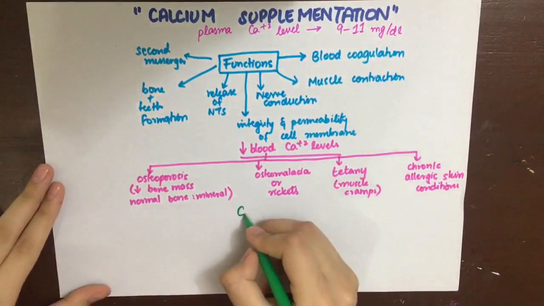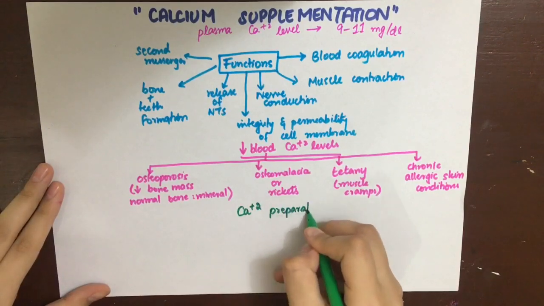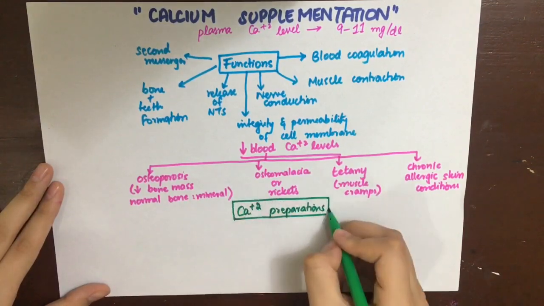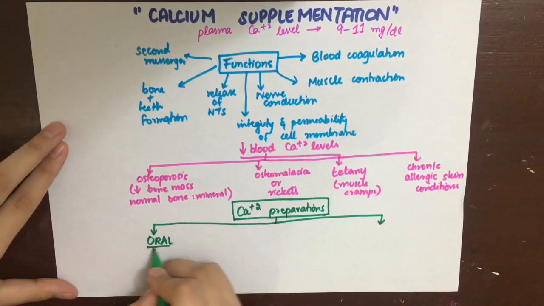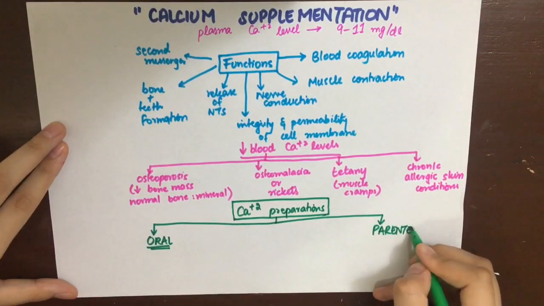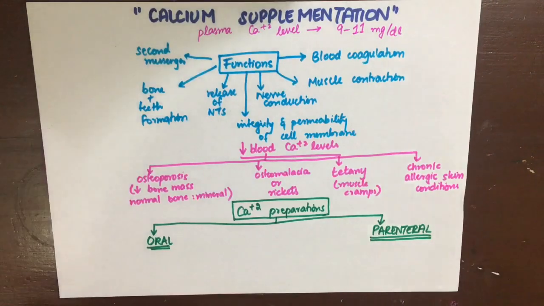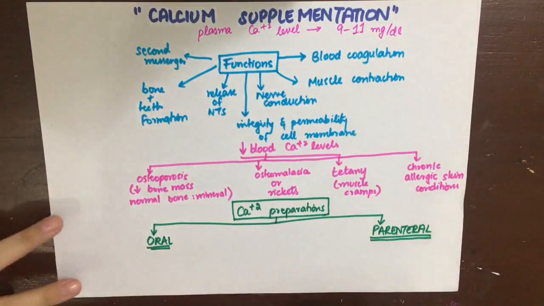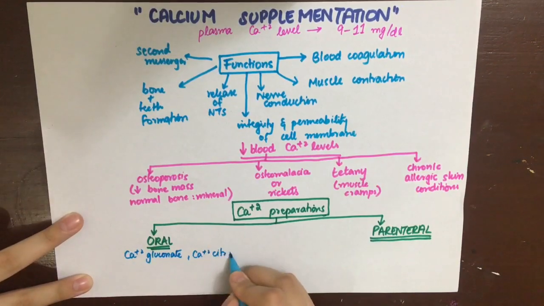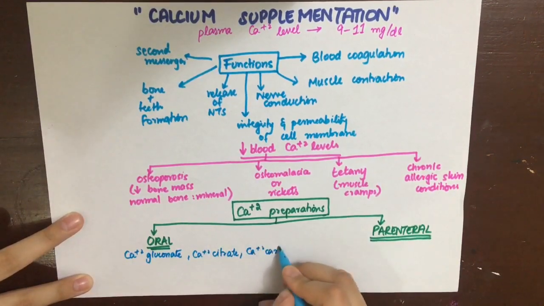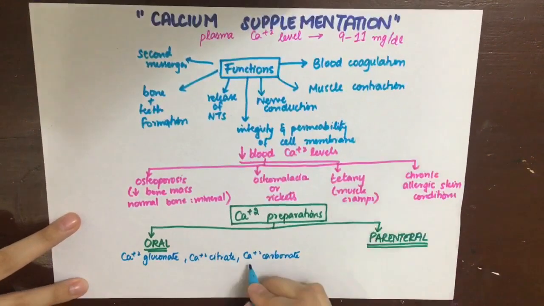Now, to treat all these conditions or to prevent them, we use calcium preparations that can be given orally as well as parenterally. The oral calcium preparations include calcium gluconate, calcium citrate, calcium lactate, and calcium carbonate. Of all of these, calcium carbonate is the cheapest and tasteless, and it is preferred because it also has an increased calcium concentration in it.